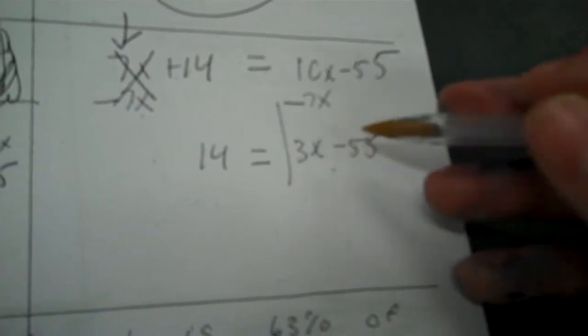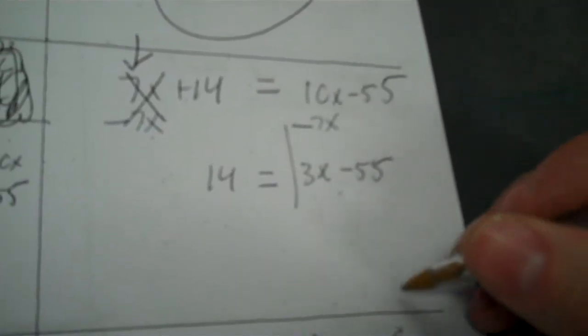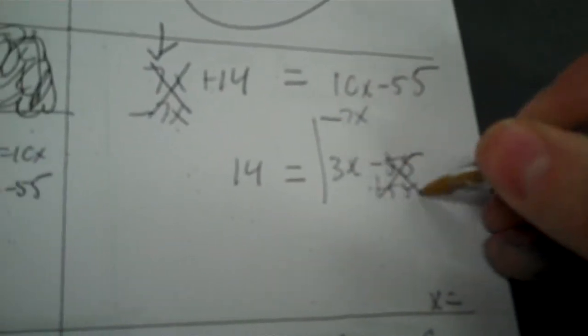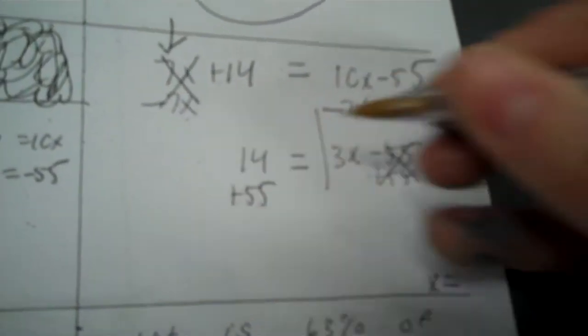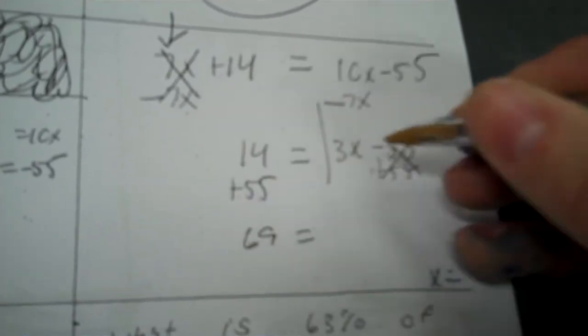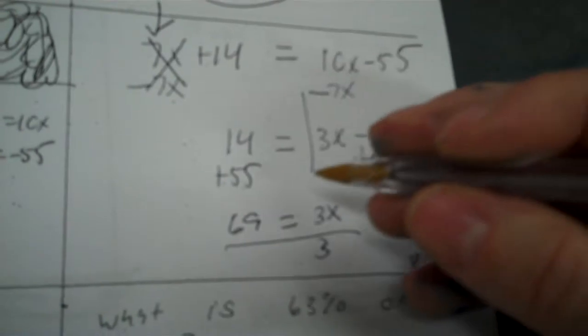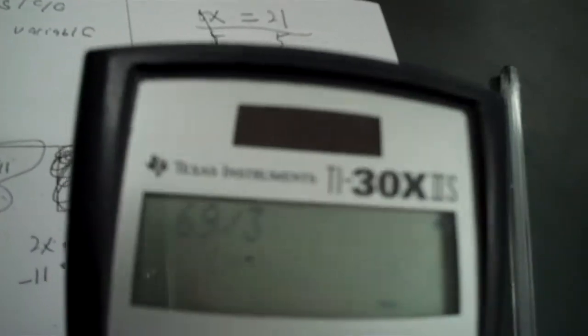We have a minus 55 and a times 3. First we add 55. We're solving for x. So that side's 69. And then we have 3x. Then divide by the 3. 69 divided by 3 is 23. So that one, you just got to keep it together, okay?